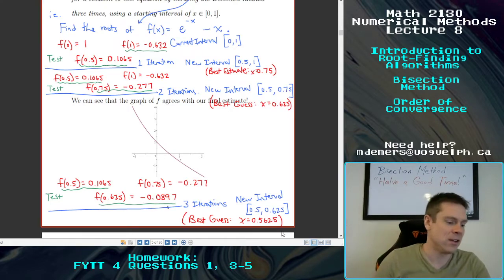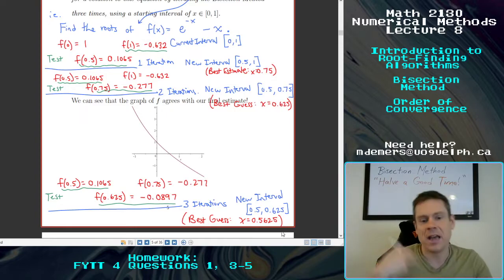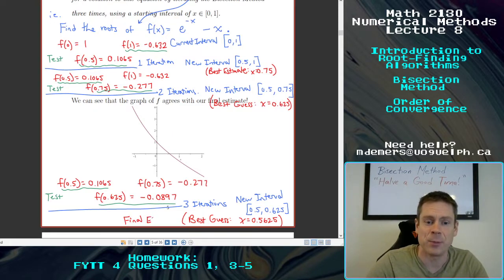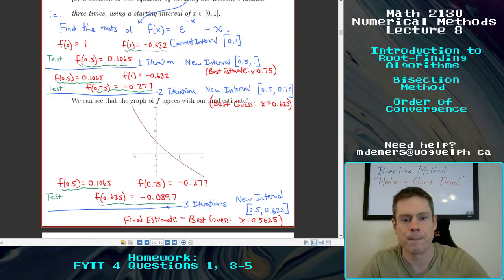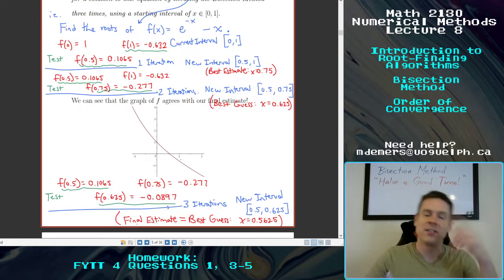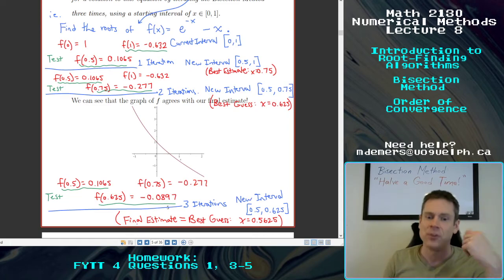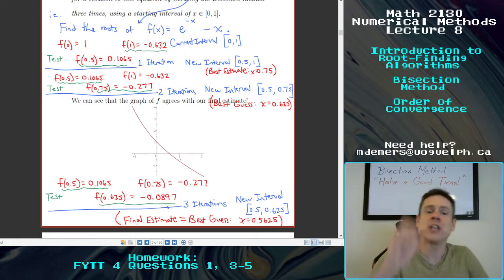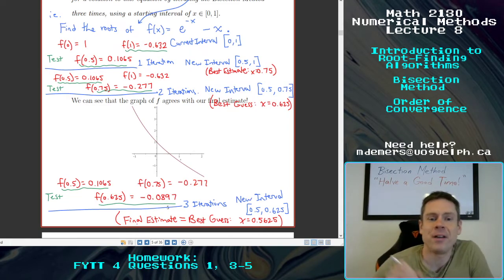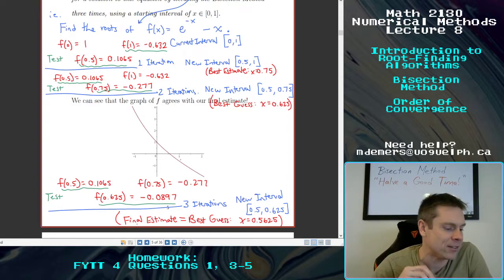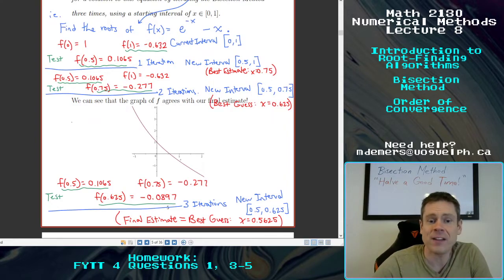You could repeat this again and again, and this is going to be our final estimate, because I only asked you to do it 3 times, but you could do this arbitrarily many times to get as good of a root as possible. So our final estimate here is going to be 0.5625. Okay, check out the graph. If I graph e to the minus x, that's this right here.